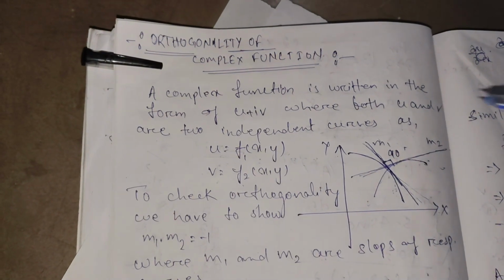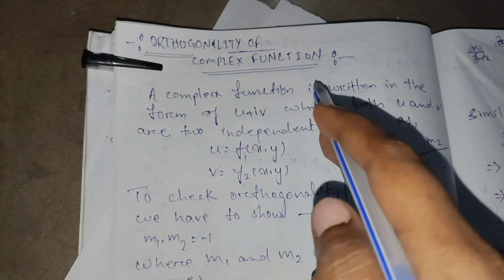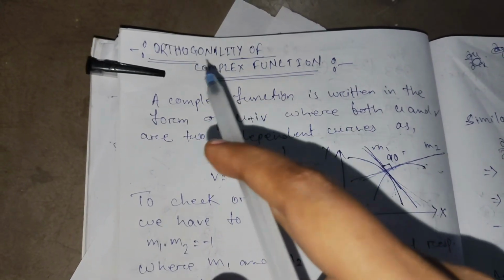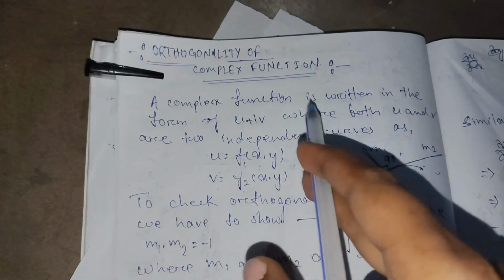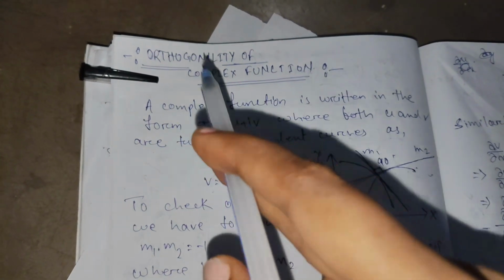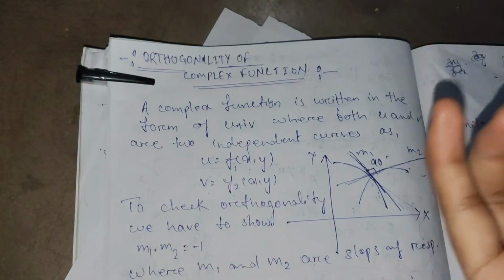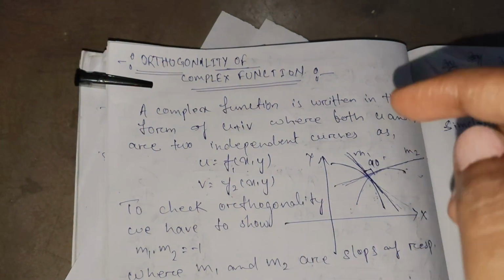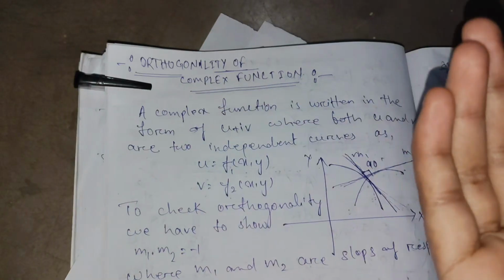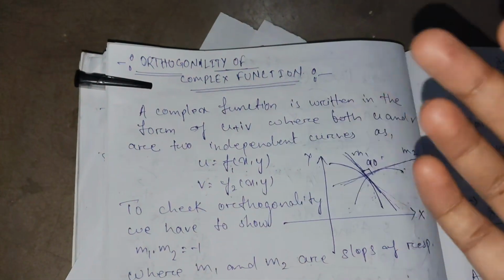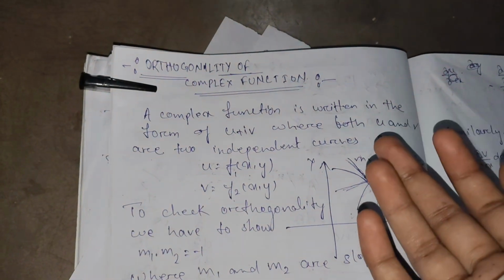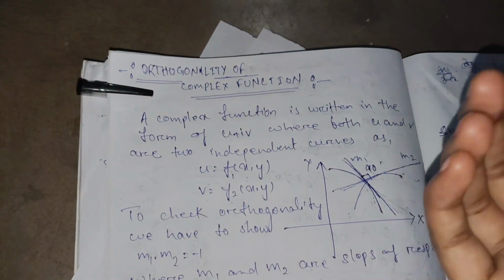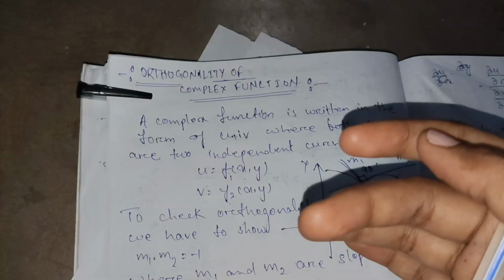In this video, I am going to discuss orthogonality of complex functions. Before starting the orthogonality property of complex functions, let's understand what orthogonality is. Orthogonality is to be perpendicular to each other. That means if I say two vectors are orthogonal to each other, they are perpendicular to each other. If I say two curves or two lines are orthogonal to each other, that means they are perpendicular to each other.